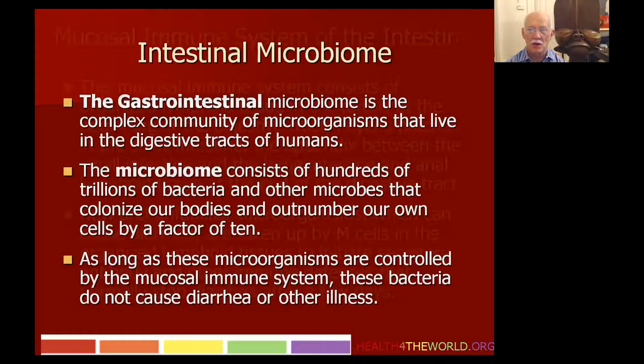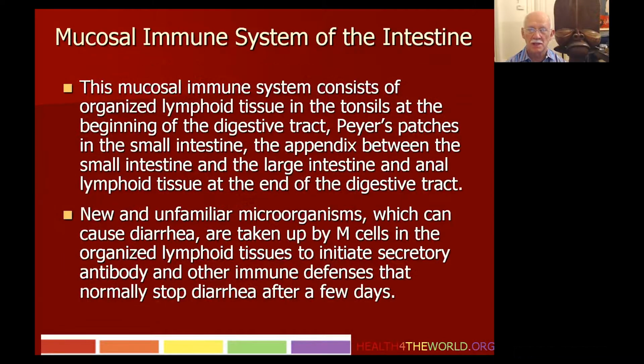The mucosal immune system consists of organized lymphoid tissue in the tonsils at the beginning of the digestive tract, what are called Peyer's patches, collections of lymphoid nodules in the small intestine, the appendix, which is between the small intestine and the large intestine, and lymphoid tissue at the end of the digestive tract just above the anus.